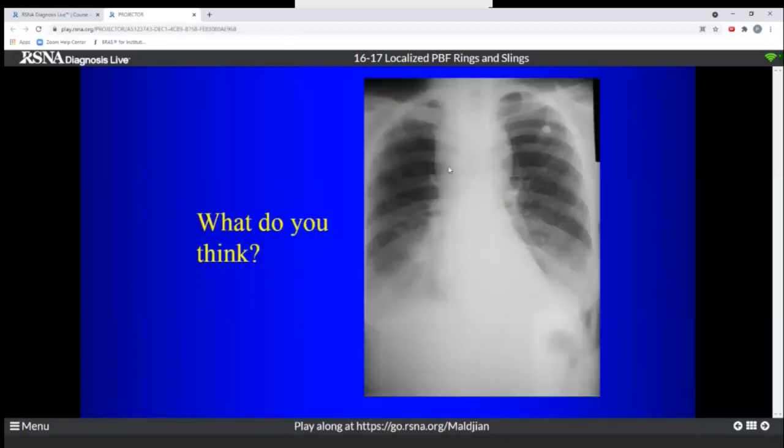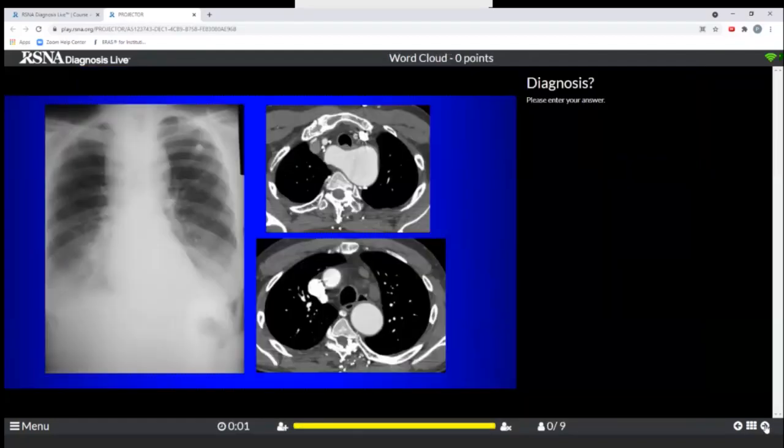So this case here looks like we have a widened mediastinum, so you might think of mediastinal masses and lymphoma, but it's very smooth widening of the mediastinum there. And when we look at the CT, this is what the CT looks like in this case. So what do we call this? What's going on here?